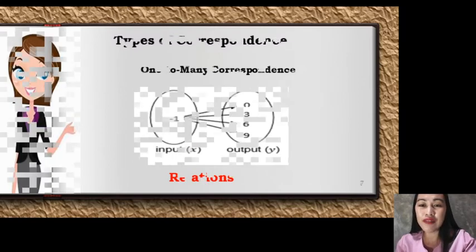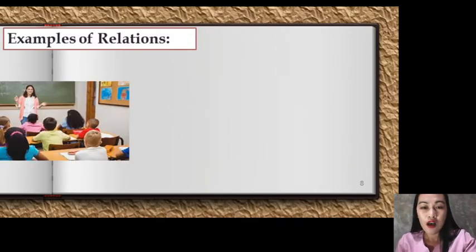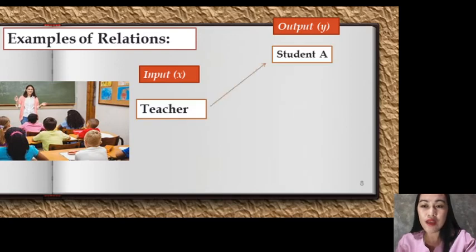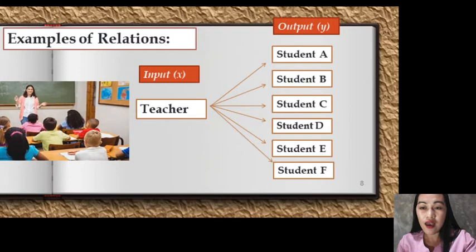Let us now have the following examples. Examples of relations. First, we have the illustration of the teacher with her students. Our input is the teacher. The teacher is paired with student A, student B, student C, student D, student E, and student F. This example shows a one-to-many correspondence. Therefore, this is an example of a relation.